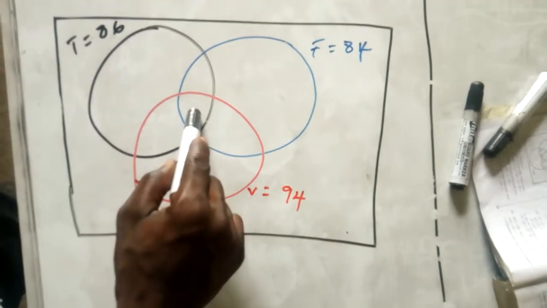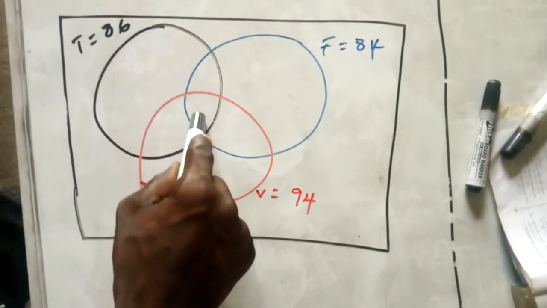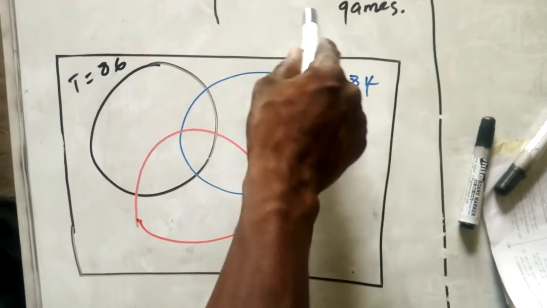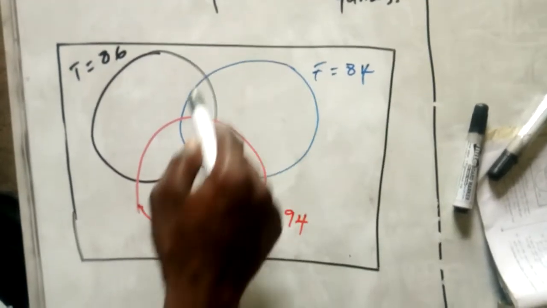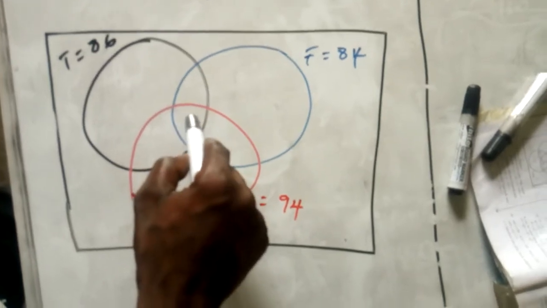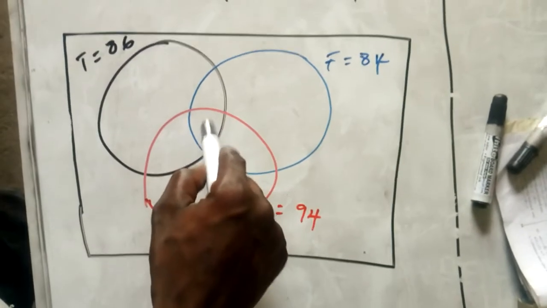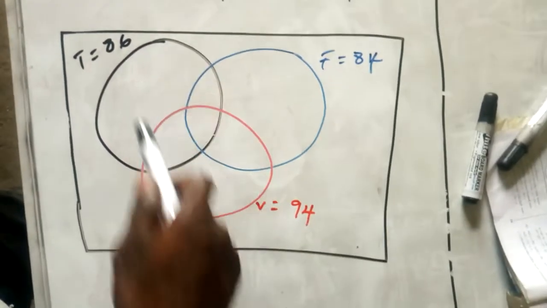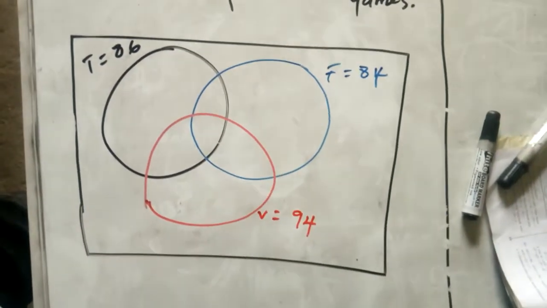Now the portion here is for those who play all the 3 games. Yeah, exactly. That is what they are asking us to find, right? How many people normally sleep in this room, or how many people belong to this room here, right? They are the people who normally play or participate in all the 3 games. Is that okay?